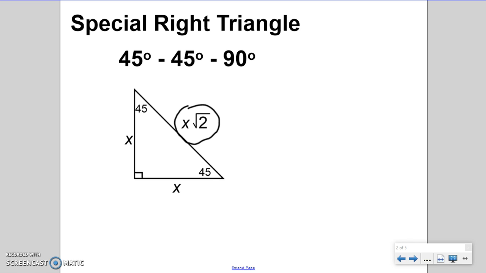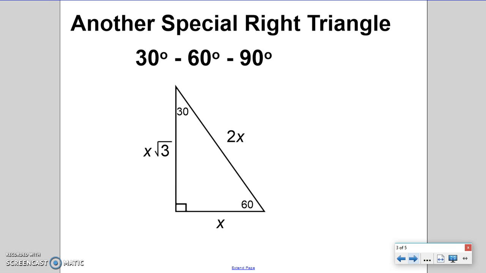Another special right triangle that we have is a 30, 60, 90 triangle. So in this case, I have a degree measurement of 30, I have a degree measurement of 60, and so your side lengths are going to be x, x times the square root of 3, and 2x. And it's very important to notice that x is across from the 30-degree angle, and x times the square root of 3 is opposite the 60-degree angle.